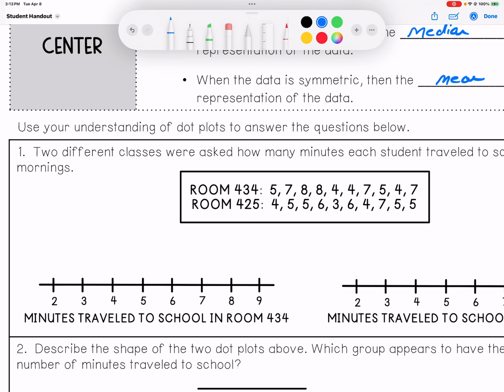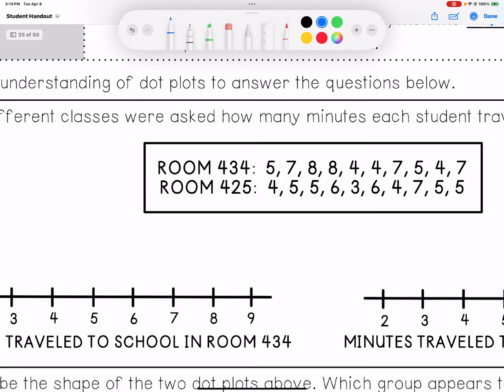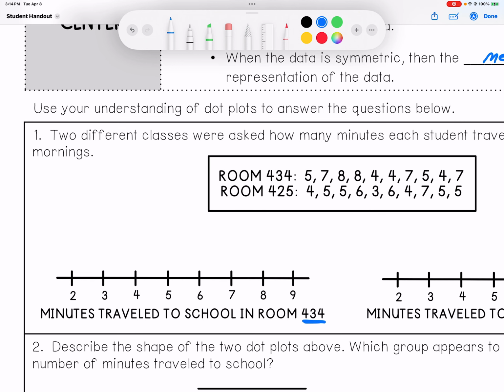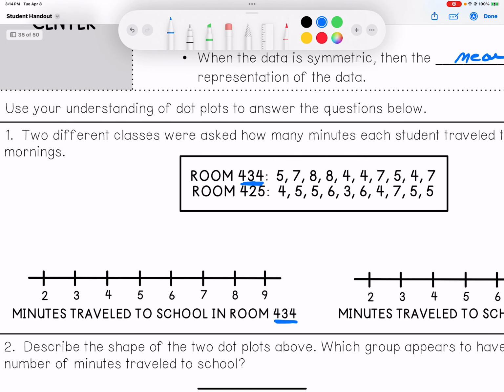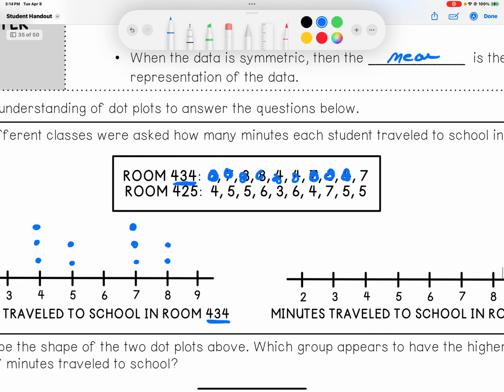So we have 2 different classes, and they were asked how many minutes each student traveled to school in the mornings. All right, so room 434, they traveled 5. So all we're going to do is add dots. There's 1, so 5, 7. There's 2 8s, 2 4s, another 7, another 5, another 4, and another 7. Okay, now let's go to 425.